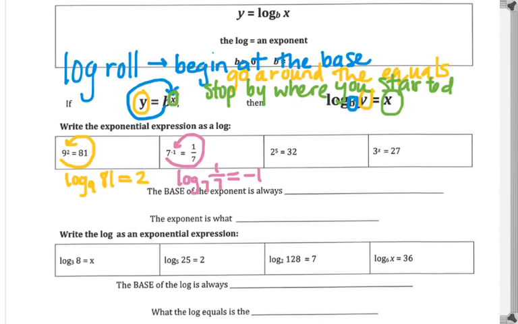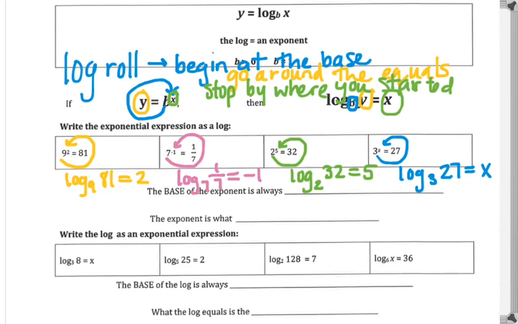In the next one, begin at the base, around the equal sign, back to where we started. Log base 2 of 32 equals the exponent 5. And finally, begin at your base, go around your equals, land next to where you started. Log base 3 of 27 equals x. So your base matches your base in both of them, and your log equals your exponent in all of them.